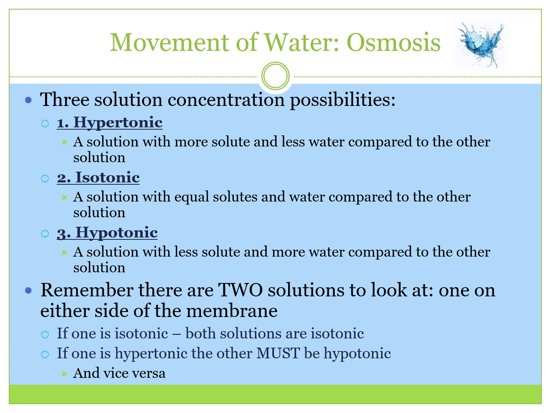I would recommend drawing out what I have on my screen to help yourself understand this tonicity relationship. Because when we look at these relationships, we have to look inside the cell, we have to look outside the cell, because we are looking at two solutions. We have to look at how much stuff is in the water in the cell versus how much stuff is in the water outside of the cell. So let's go ahead and do that.